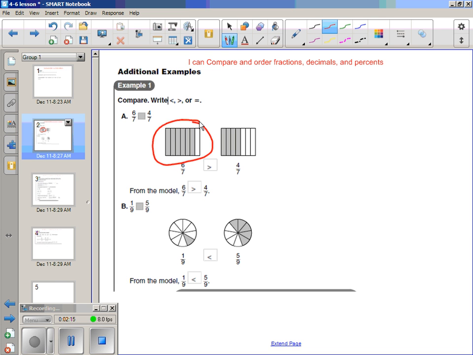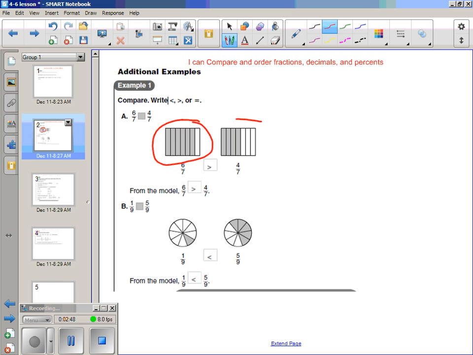And as you can see, this square is represented into 1, 2, 3, 4, 5, 6, 7 pieces. So if we wanted to talk about the entire box, we'd have to have 7 out of 7. Okay? But this box has only 6 out of the 7 colored in. Therefore, it's called 6/7. Now, anytime we're going to compare two fractions, our whole unit has to be the same.